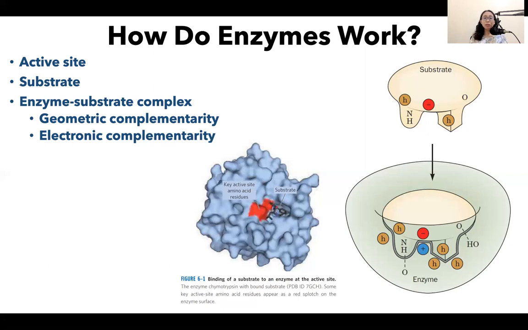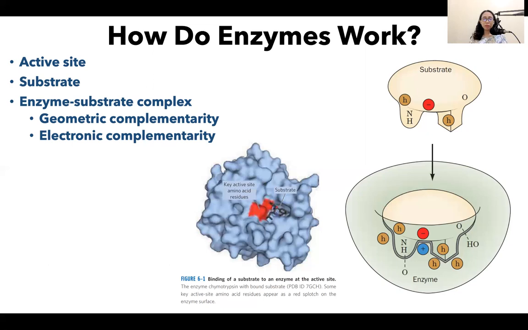These have also been the basis of the lock and key model. So the lock and key model survived for long years. It's the model of how your substrate interacts with your enzyme. Just like how your key is complementary to the lock, your substrate is complementary to the active site in the enzyme. But through the years, this lock and key model was revised.